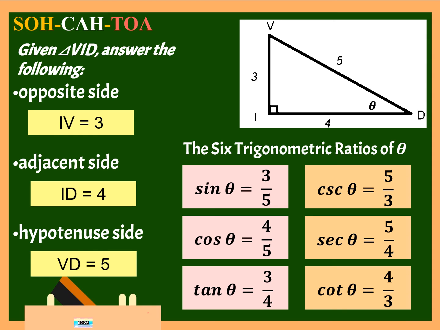While the next are the reciprocals. The cosecant is equal to 5 over 3. The secant is equal to 5 over 4. And the cotangent is equal to 4 over 3. Did you get the correct answers? Great. Let us proceed to the next activities, the differentiated or the group activities.